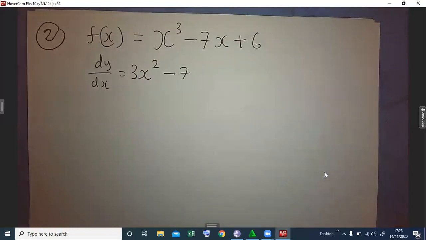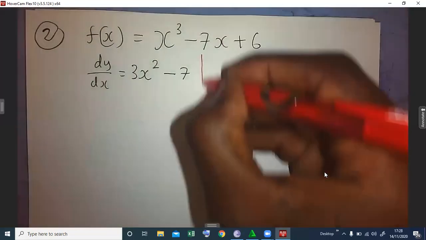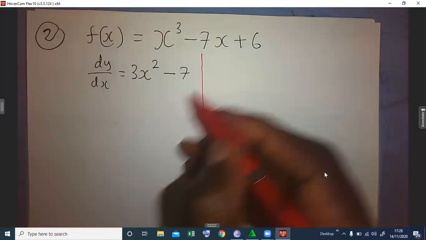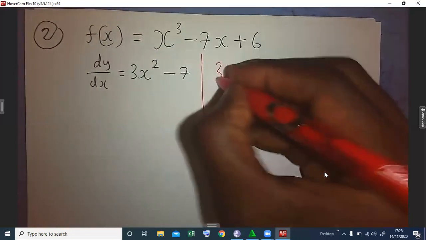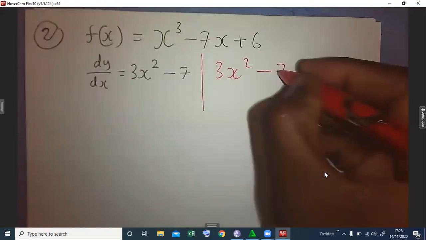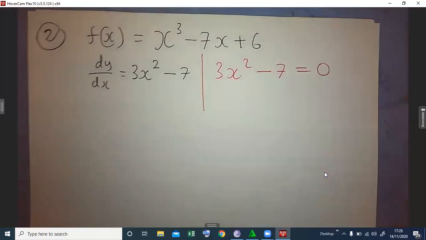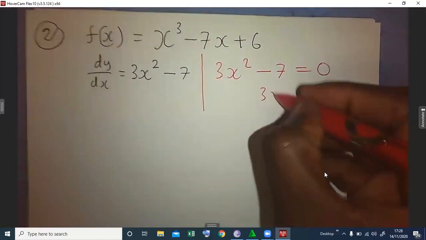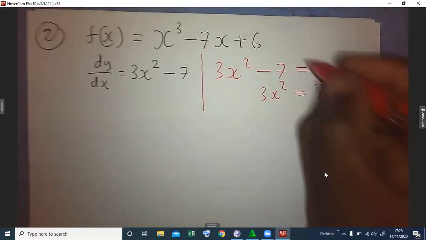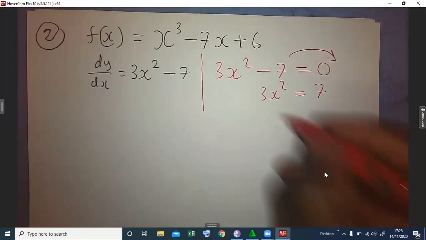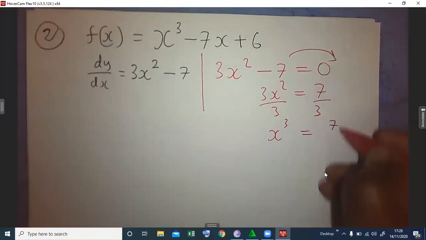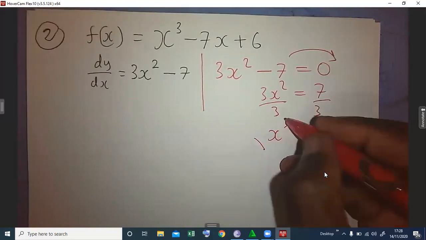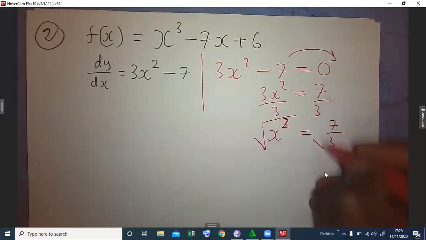But remember, for these derivatives to give us stationary points, they have to be equal to 0. So I will say this is equal to 0. Then I will work it out. 3x squared is equal to 7 because I have to bring 7 that side. Then divide by 3, divide by 3. So I get x squared is equal to 7 over 3. Sorry. Then I do square root.